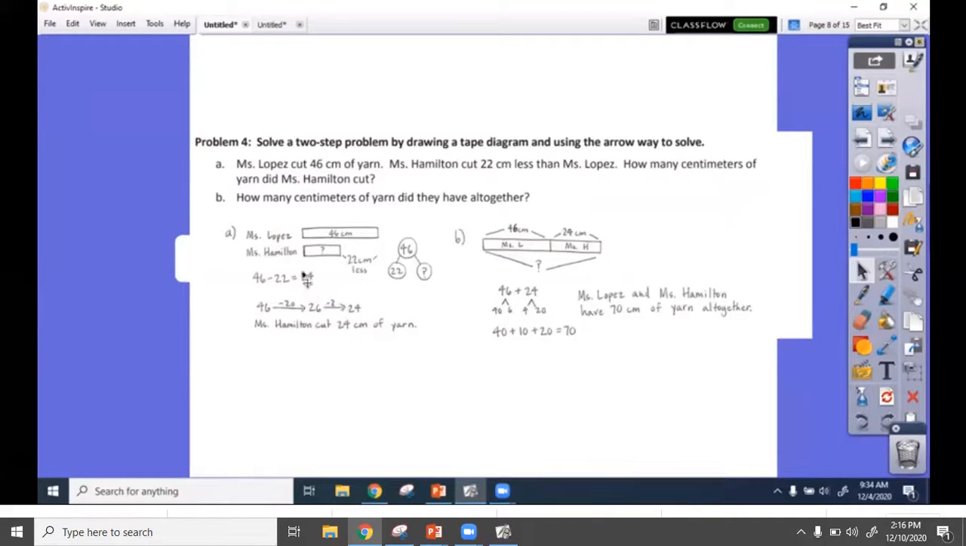But the second part, part B says, how many centimeters of yarn did they have all together? So now I got to go back. Ms. Lopez had 46, and Ms. Hamilton, now we know, has 24, and I have to add those 2 numbers together. So if there's a step A and a step B, do both steps. You don't want to skip one.